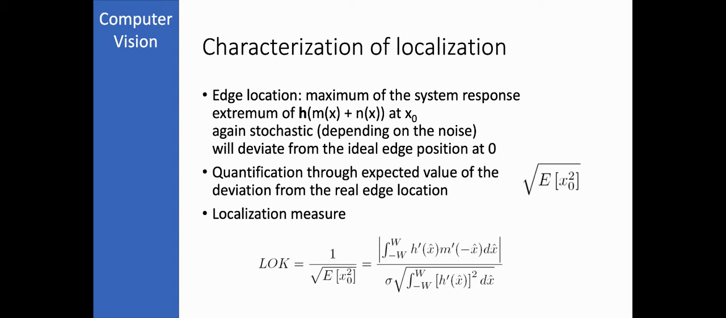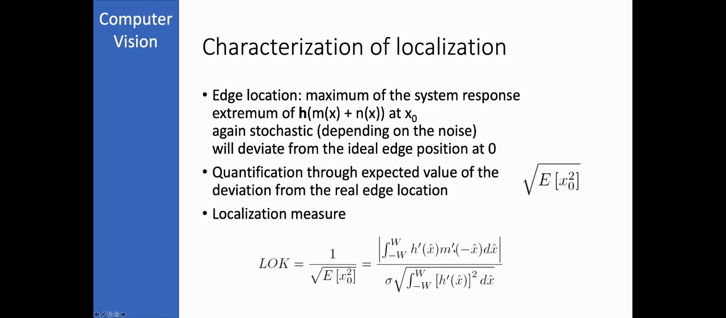And again, this is actually a stochastic process depending on the noise. Given noise, the edge might be detected before or after. So it will deviate from the ideal edge position. And in our model, that would be x equals 0 at the origin of the x-axis. Now, quantifying the expected value of the deviation from the edge location is actually harder, so I will not get into the details here. But essentially, you want to look at the expected value given here, the variation in the detected edge location. Now, this can be computed using this model.